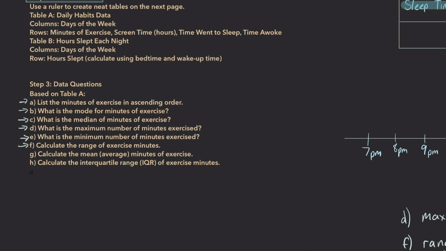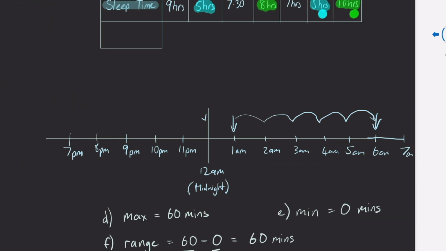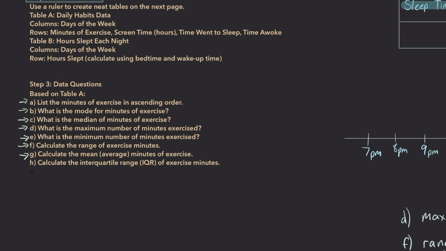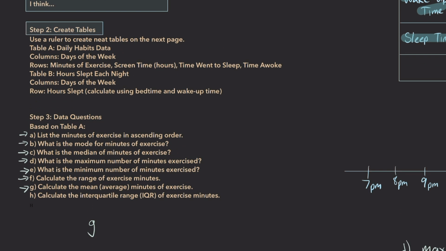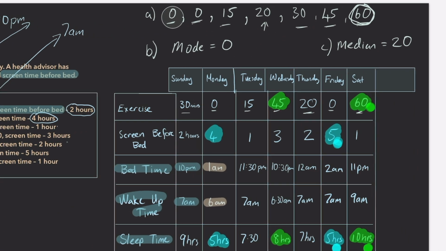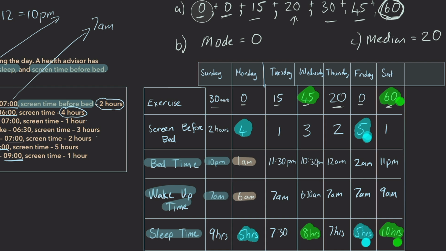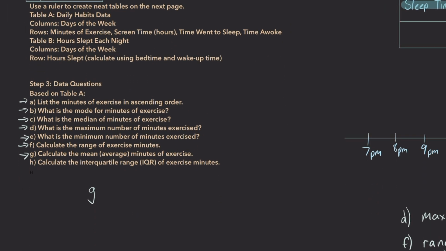And G, calculate the mean. Okay. So G is probably, I'm just going to do that one over here. What we need to do is add all the numbers up together. So 0 plus 0 plus 15 plus 20 plus 30 plus 45 plus 60. Now, if you want to, you can do that with your calculator. And that's going to give you, I think it came up to 170.